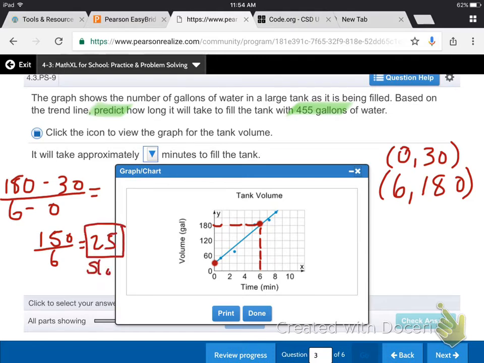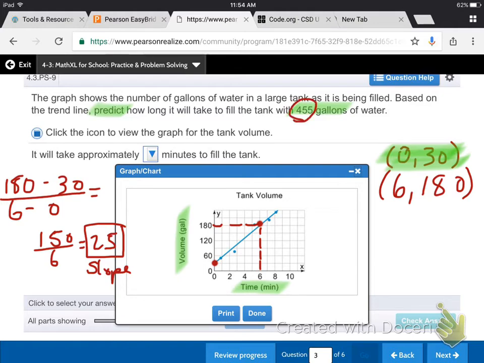25 is the slope. And it's positive, right? That means that the tank is filling at 25 gallons, right? 25 of these things on the y-axis, going up 25 for every 1 minute of time that goes by. So here's where we are. We are starting with 30 gallons in the tank. Can you see that? 0, 30. That's what we just said. At time 0, the tank already has 30 gallons in it. And we need to get to 455.